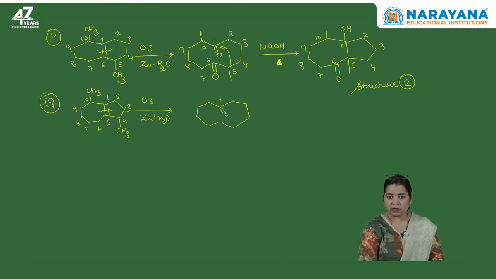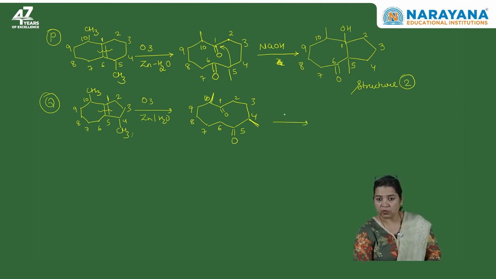1, 2, 3, 4, 5. This is 5, which has the carbonyl. 4 has a methyl, so let me put the methyl. Then 5, 6, 7, 8, 9, 10. 10 again has a methyl.